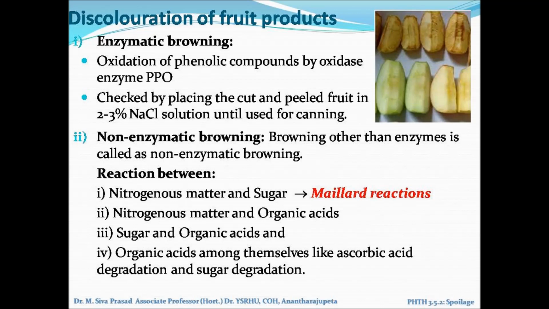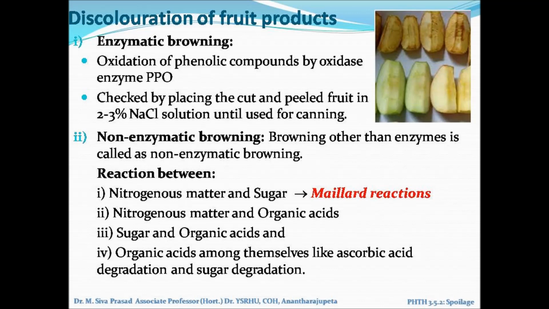That's why you find when a potato or an apple or a brinjal is cut and exposed to the atmosphere, it becomes brown. So when cut and peeled fruits or vegetables are to be protected from that kind of browning, you put them in a salt solution of 2 to 3%, which will help in preventing the enzymatic browning.